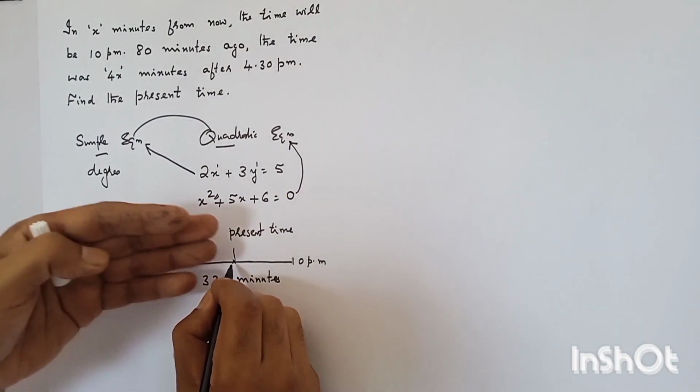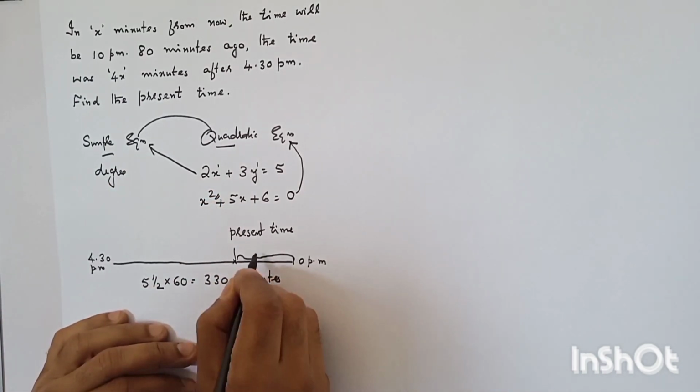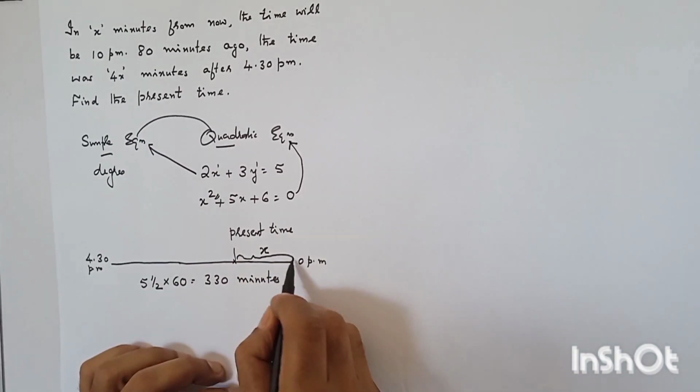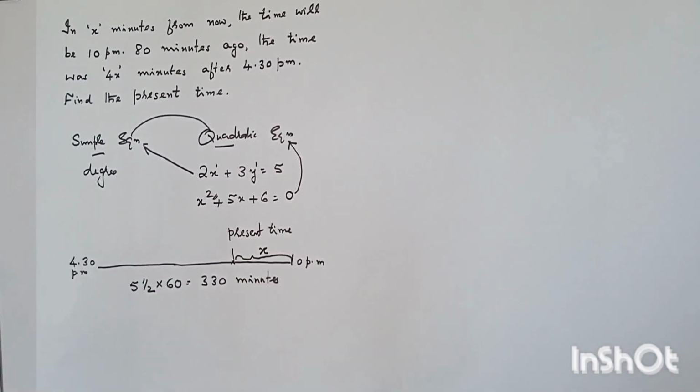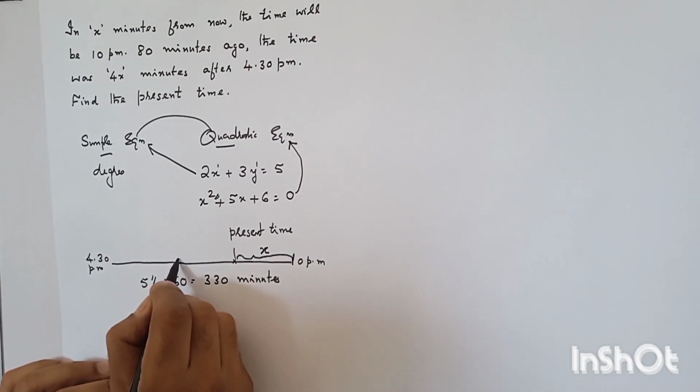In the same way, they say in X minutes from now, the time will be 10 p.m. So the present time, if you choose somewhere here, X minutes after the present time, time is going to be 10. Now what else does it say? It is stated that 80 minutes ago. That means you are going back by 80 minutes.